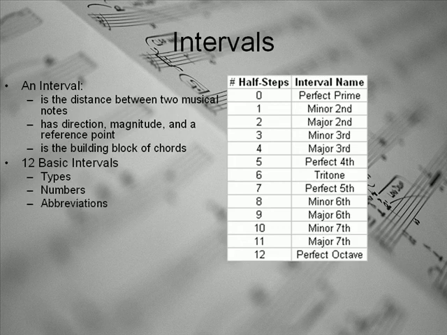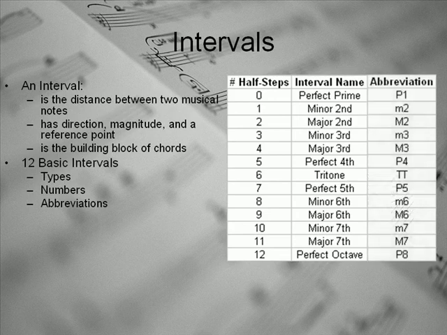From the interval type and interval number, we can construct the abbreviations that are typically used. Ignoring the tritone for a moment, you can see that each interval type is given a one-letter abbreviation. A perfect interval gets an uppercase P, a major interval an uppercase M, a minor interval a lowercase m. Then we attach the interval number. The tritone is special. Since it has no number, its abbreviation is 2 uppercase T's. The interval number will be particularly important when constructing chords.